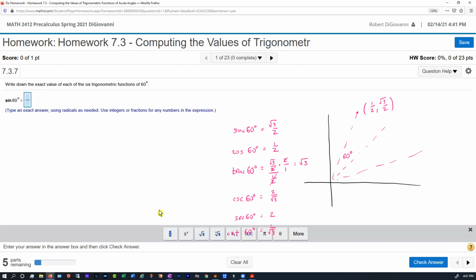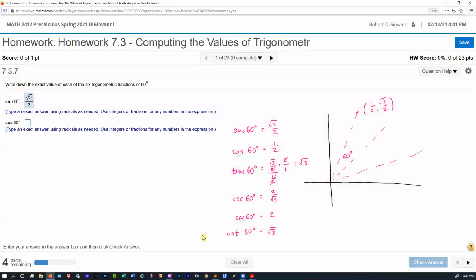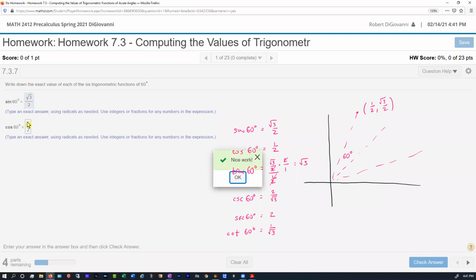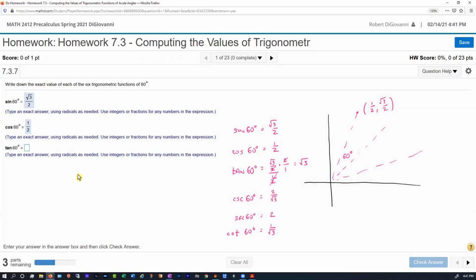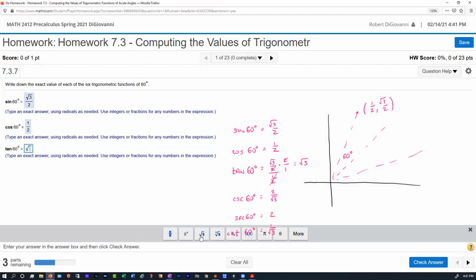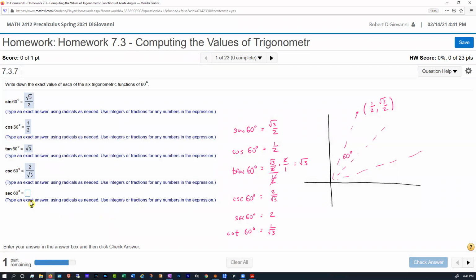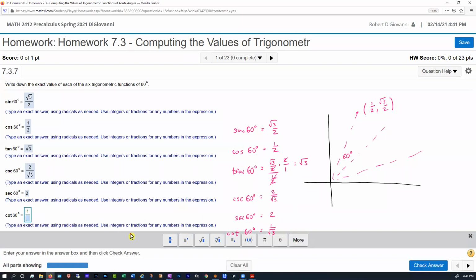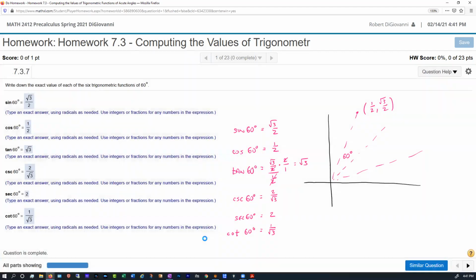So let's see how things go here. If I do a fraction, I do the square root of 3 over 2. Okay, and then cosine is going to be 1/2. Okay, and then we've got tangent, which is just square root of 3. And cosecant should be, let's see if it takes this, 2 over square root of 3. Okay, good, it took it. And then 2. And then let's see if it takes 1 over square root of 3. Okay, next question.